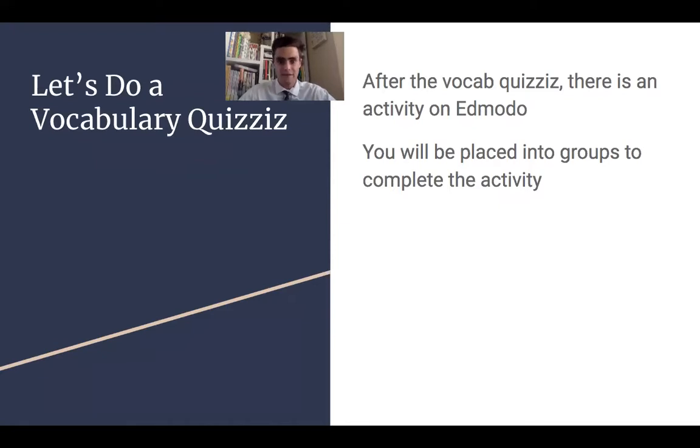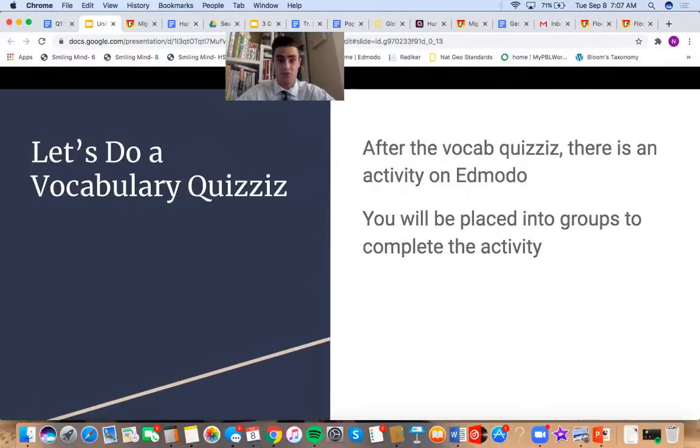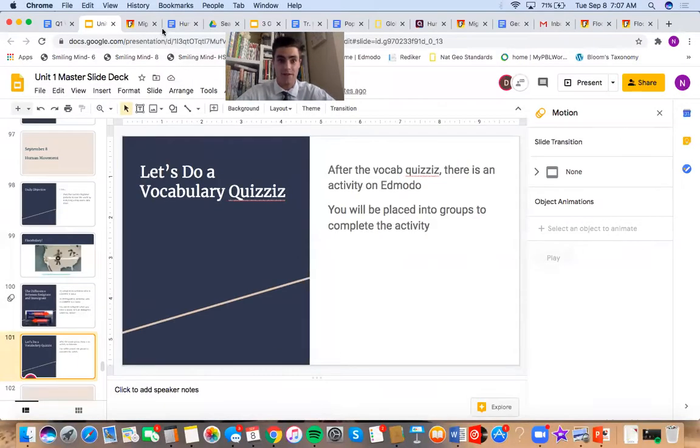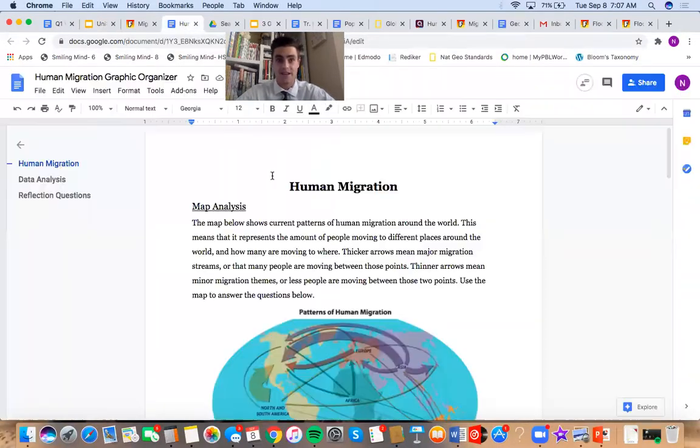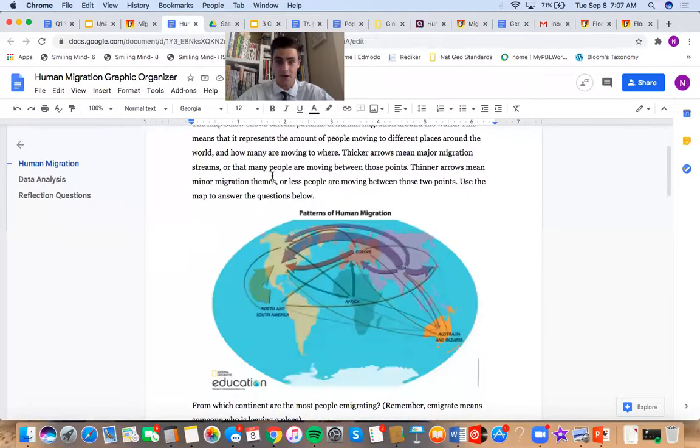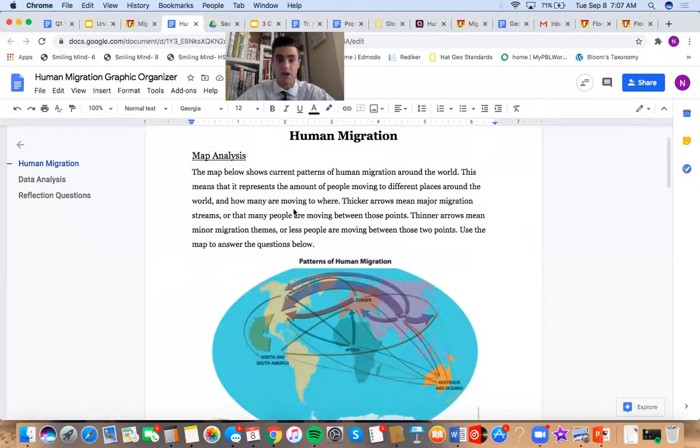So let's do a vocabulary quiz. In just a second, Teacher Maypo will lead you through a vocab quiz, the vocabulary game that we are growing to know and love, right? After the vocab quiz, there's an activity on Edmodo. You will be placed in groups to complete the activity, right? And this is the activity. So there are two parts. Their instructions are on here.